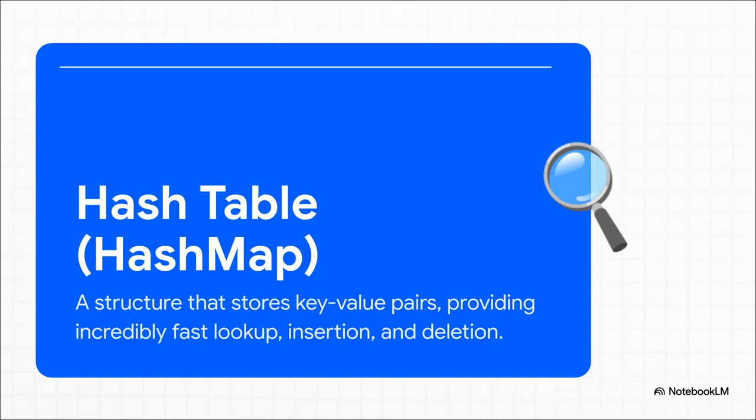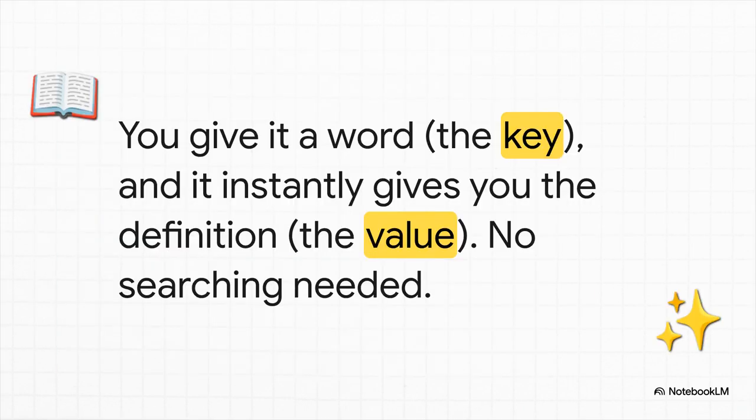All right, next up is the hash table, or as you'll often hear it called, a hash map. And I'm not exaggerating when I say this is arguably one of the most important data structures ever invented. Why? It all comes down to one word: speed. On average, finding something, adding something, and deleting something are all O of 1. Constant time. It honestly feels like magic. The magic dictionary analogy is a great way to think about it. You give it a word, the key, and it instantly gives you back the definition, the value.